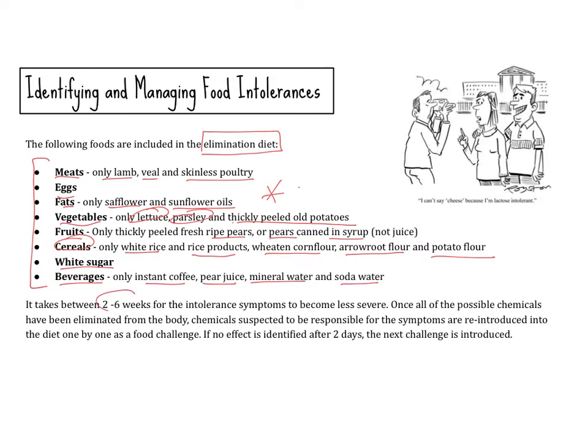Now, it does take between 2 to 6 weeks for the intolerant symptoms to become less severe because the person would have not ingested any chemicals that are triggering that intolerance. Once all of the possible chemicals have been eliminated from the body, which does take 2 to 6 weeks, the chemicals that are suspected to be responsible for the symptoms are then reintroduced into the diet one by one. And this is what the food challenge is. If no effect is identified after 2 days, the next challenge is introduced. And this repeats until the person has those signs and symptoms that develop that would then isolate what chemical it is the individual is actually intolerant to.